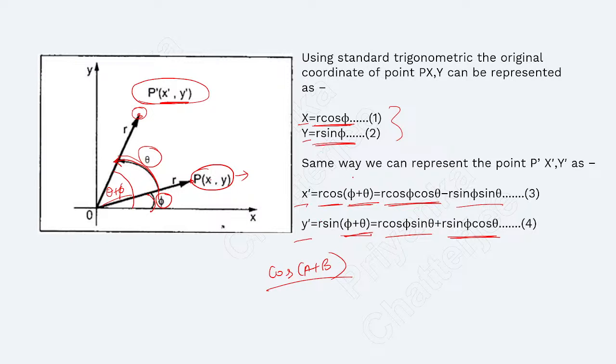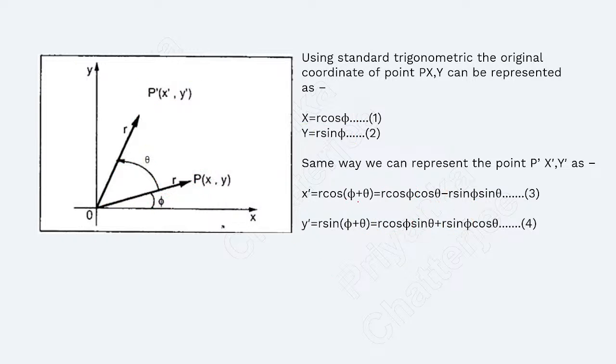Now here, what can I do? x is actually r cos phi, so in the place of r cos phi I can put x. y is r sin phi, so in the place of r sin phi I can put y. Here also I can put x, here also I can put y. So if I put the values, then I will get this new value.